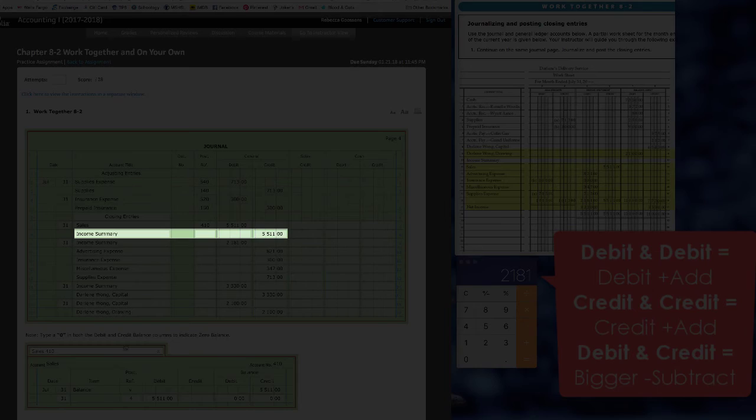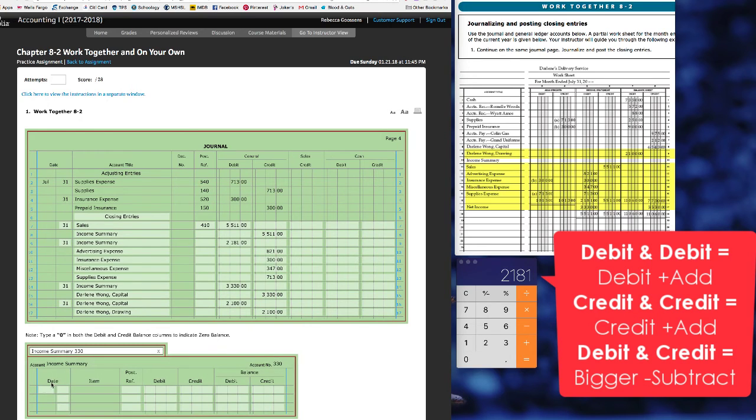The next number I have is income summary. So I'm going to go to income summary. This was on July 31st. Everything's coming from page 4. I'm just going to fill those in quick. And my first income summary was a credit of 5,511. Nothing to add it to here. So credit plus a credit is a credit, 5,511. 330, go up to my journal and post.